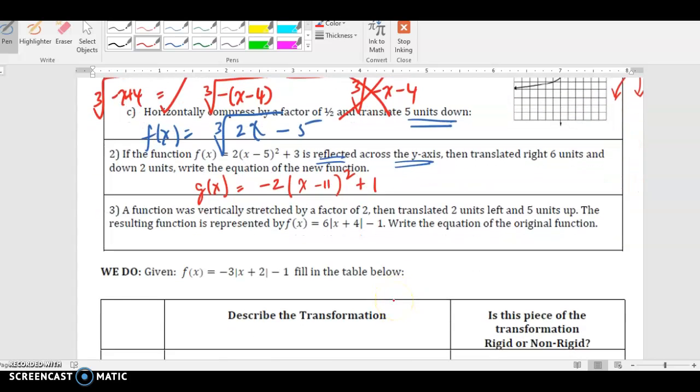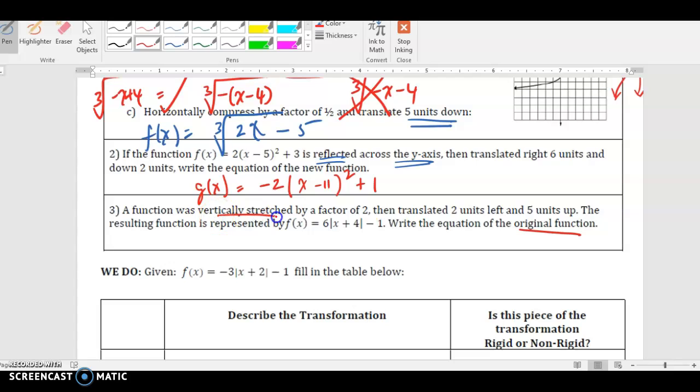Next he's saying, write the equation of the original function if this is transformed. So he's asking what is the equation of the original function. So this you have to go backwards now. A function is vertically stretched by a factor of 2, then translated 2 units left and then 5 units up. The resulting function is given by this. So we have to do all the opposites of what is given here.